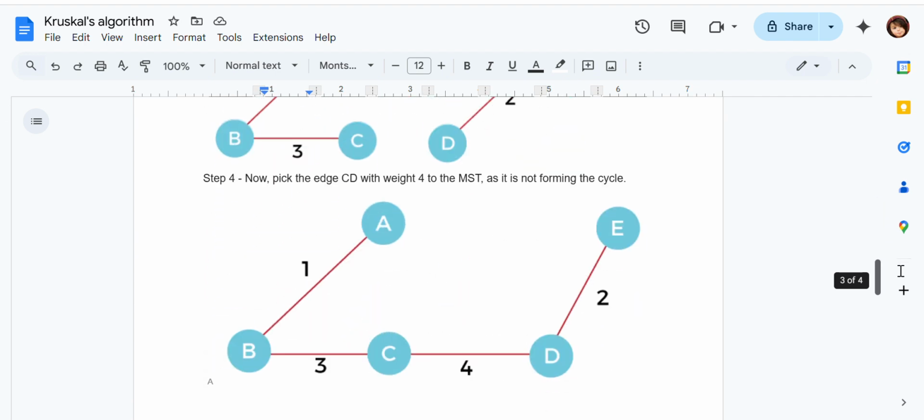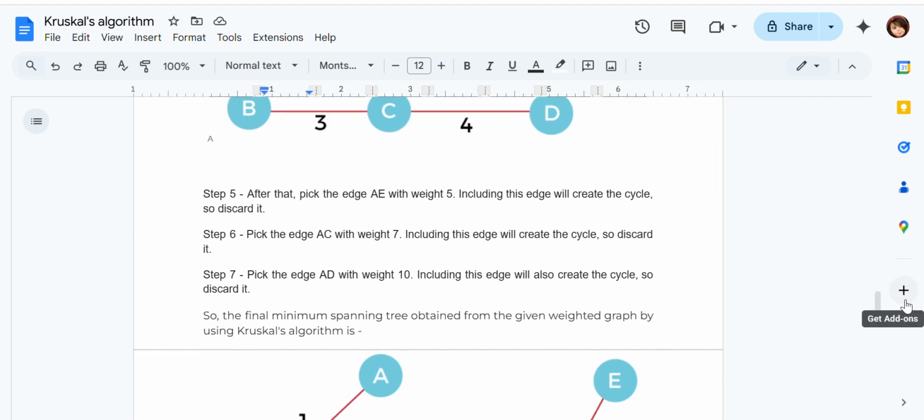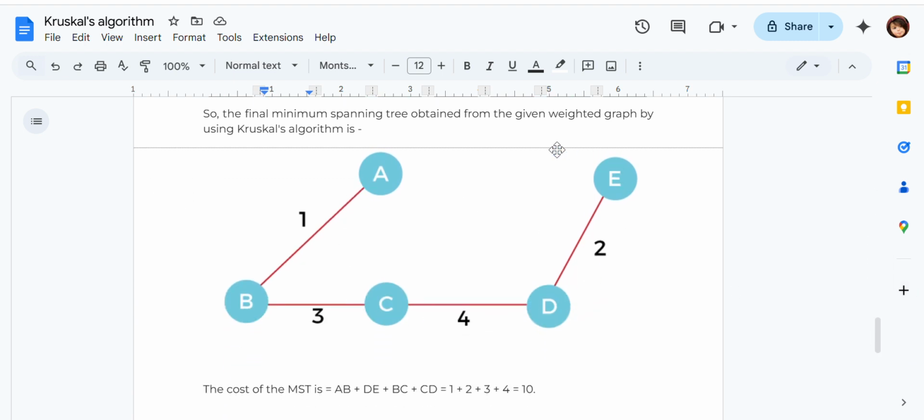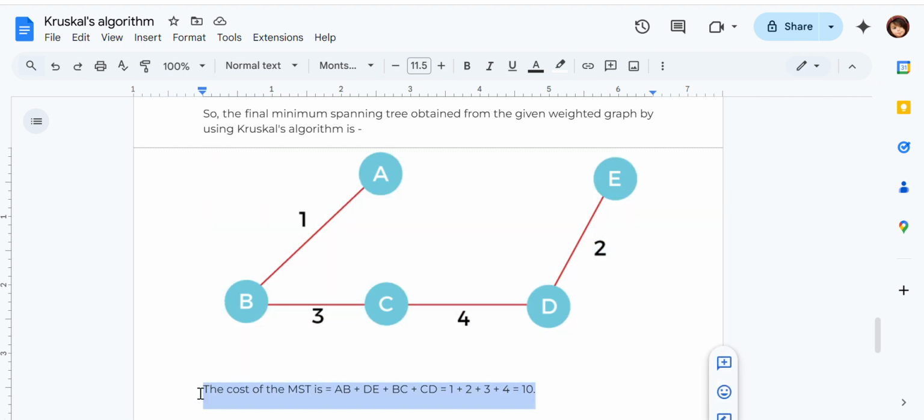So you can see the last output. This is the final minimum spanning tree. After ignoring AE and AD, this is our final minimum spanning tree, and the total edge cost of that is: AB we have got 1, so 1 plus 2 plus 3 plus 4, which is 10. So the total cost of this minimum spanning tree is 10.